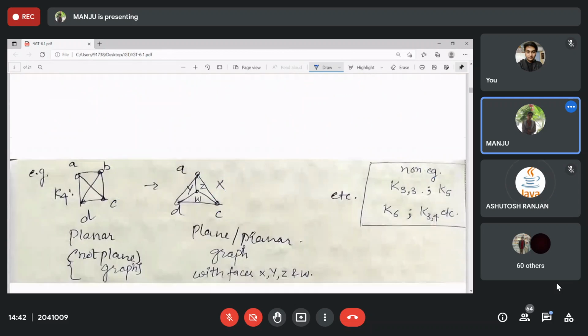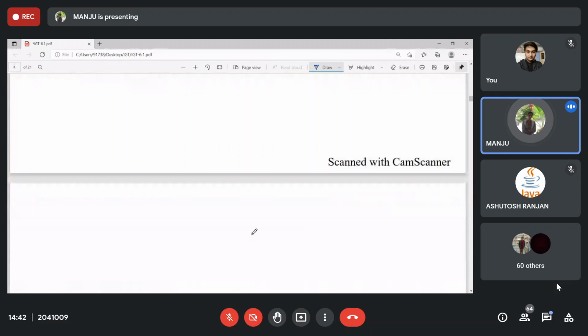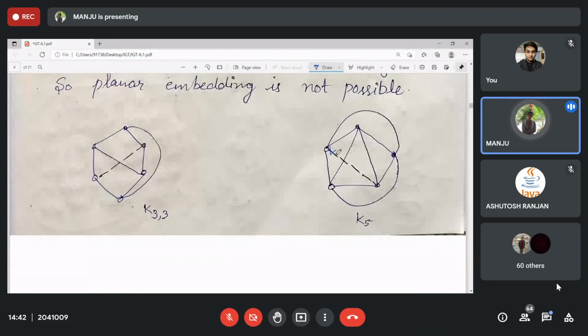Yes, ma'am. Next is K3,3 and K5 non-planar. If you remove just one edge, it will be planar. This edge over here.